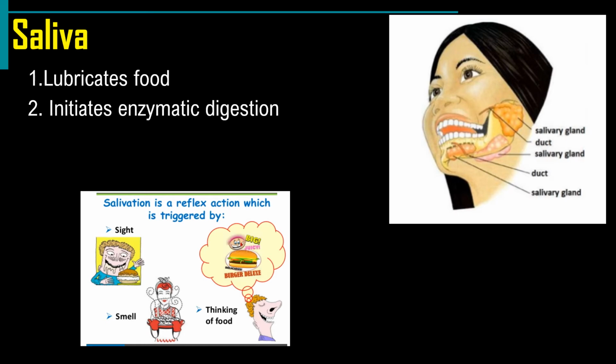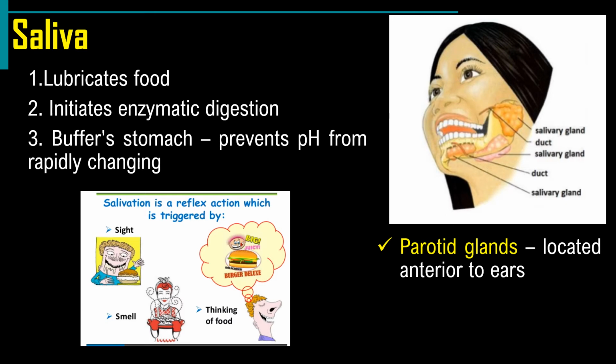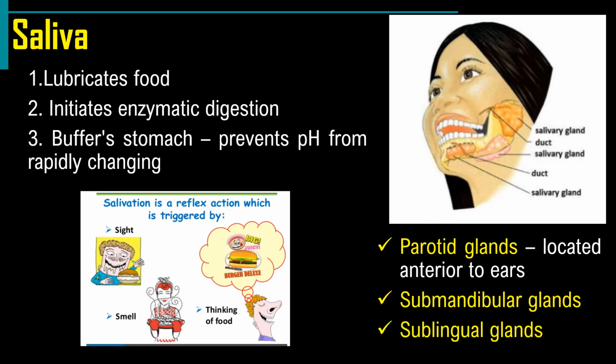that breaks down lipids. Fun fact to remember, humans produce about 1.5 liters of saliva a day. There are 3 pairs of salivary glands located above the upper jaw and below the lower jaw. We have the parotid glands, the submandibular glands, and the sublingual glands.